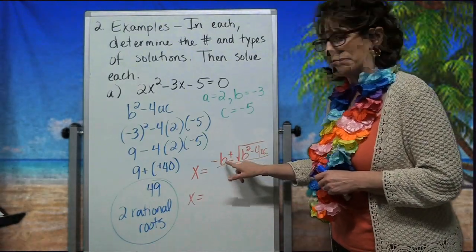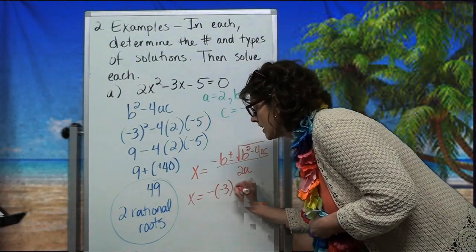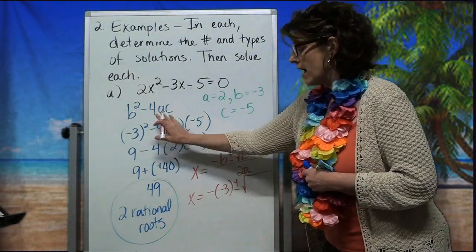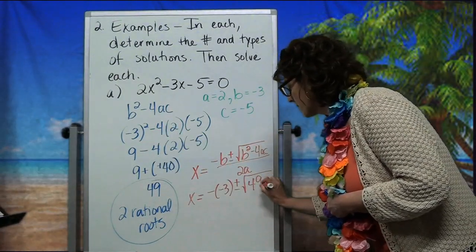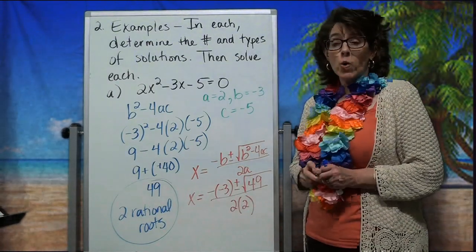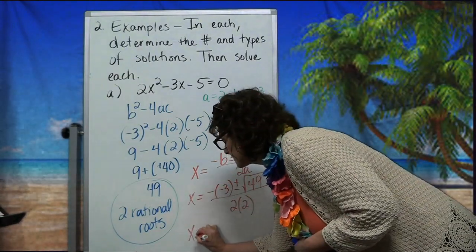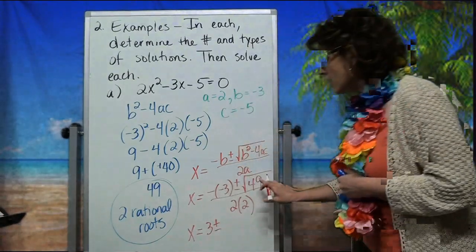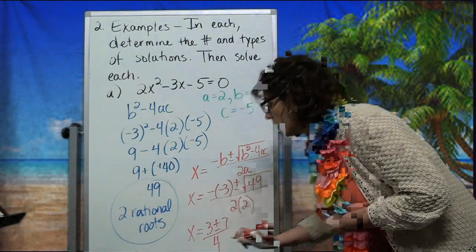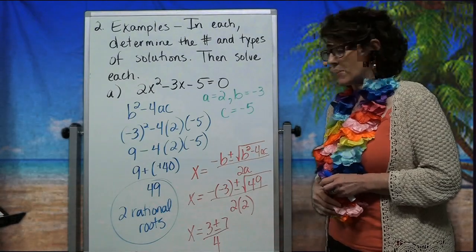Remember, this is the opposite of b. My b is a -3. So when I plug that in, I want the opposite of that -3. Plus or minus my discriminant. Remember, I already did all of that, and it came up as a 49. All over 2 times my a of 2. Now, according to order of operations, well, first off, I know the opposite of -3 is just a 3. And I know that the square root of 49 is a 7. And I know that 2 times 2 is a 4. So I have 3 plus 7 divided by 4, and I have 3 minus 7 divided by 4.